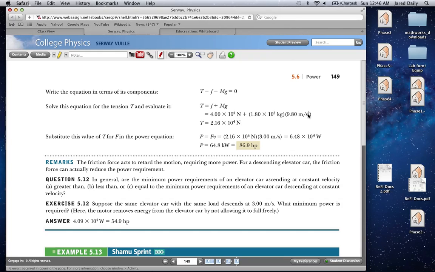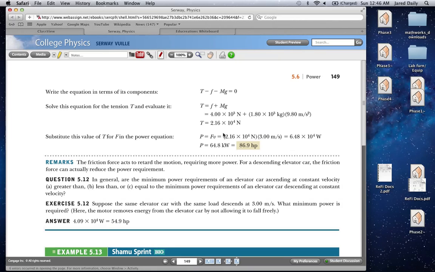And then you just plug in the numbers we have for the weight, mass times gravity, and the frictional force which they give us. We get a tension force of 2.16 times 10 to the 4 newtons. Well, why do we need that? We need that because the tension force is the force that is moving the elevator.